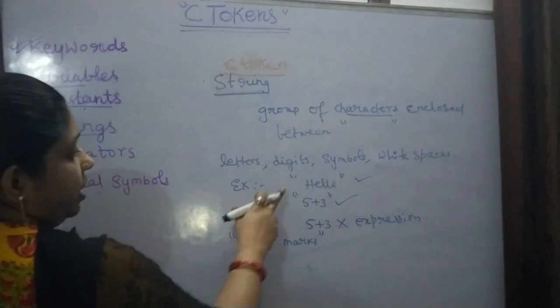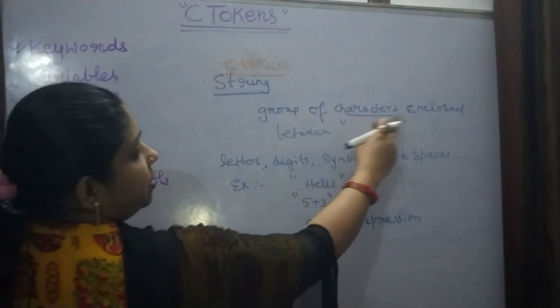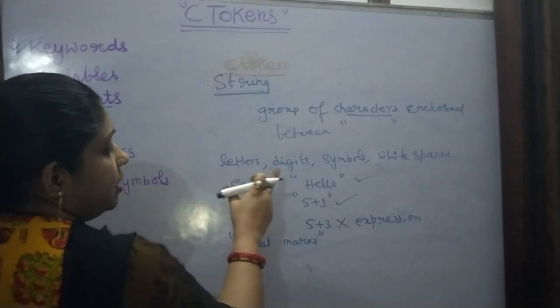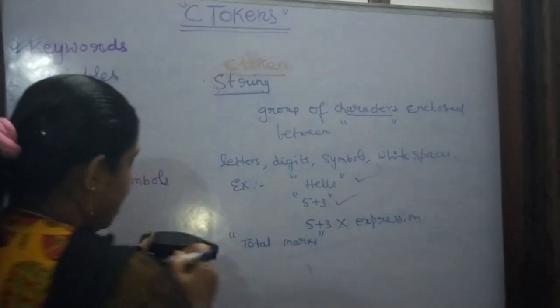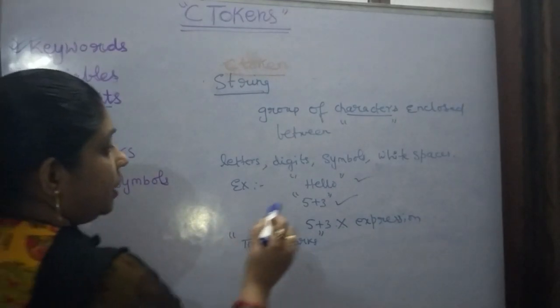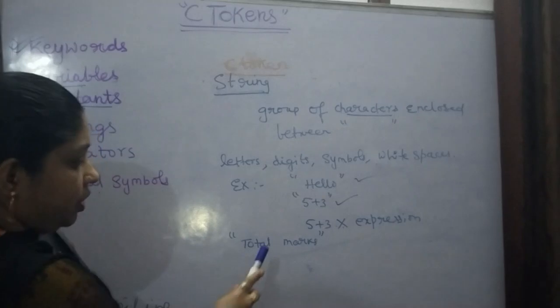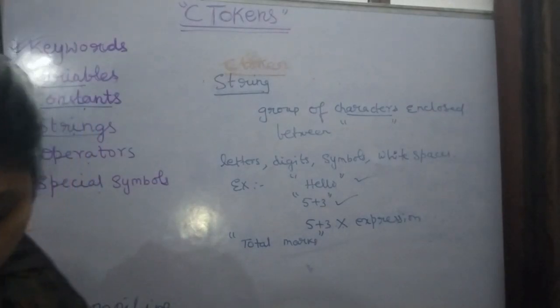So you can write the strings in this way. A group of characters enclosed between double quotes. These characters include letters, digits, symbols, white spaces, and you can write like this: hello, 5 plus 3, like this, with the white space. Okay, these are nothing but the strings.